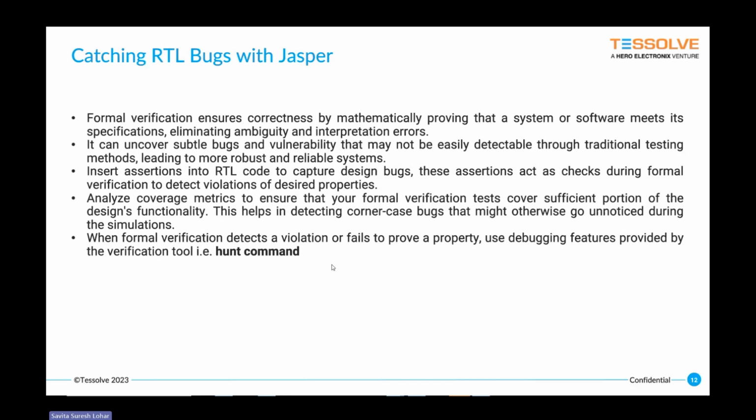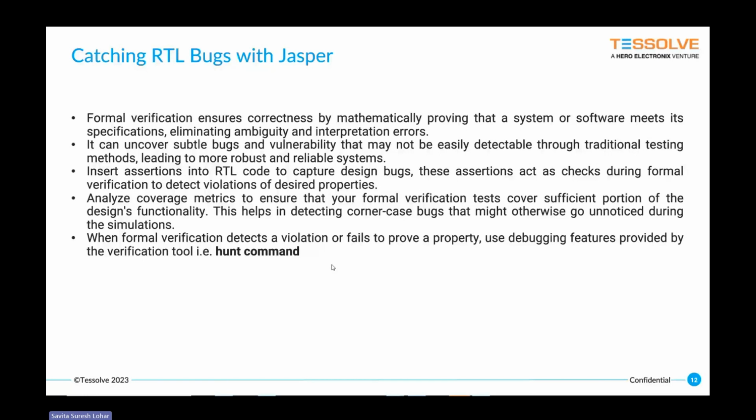So insert assertions into the RTL code to capture design bugs. These assertions act as checks during the formal verification to detect violations of the desired properties. Analyze coverage metrics to ensure that your formal verification tests cover a sufficient portion of the design's functionality. This helps in detecting corner case bugs that might otherwise go unnoticed during simulation.